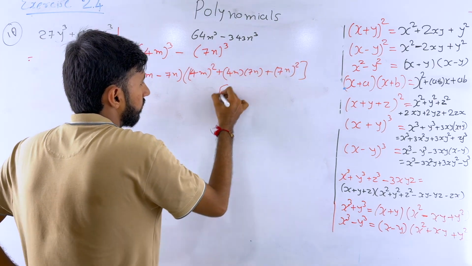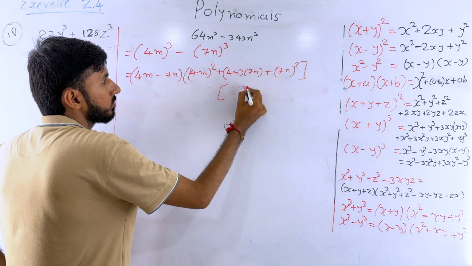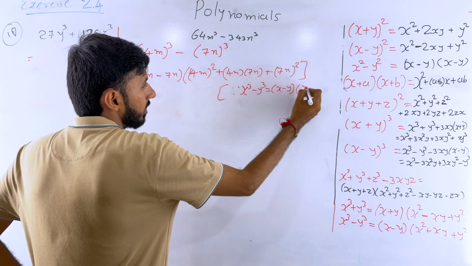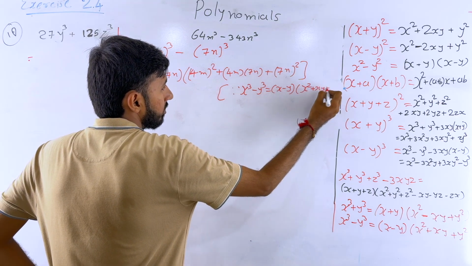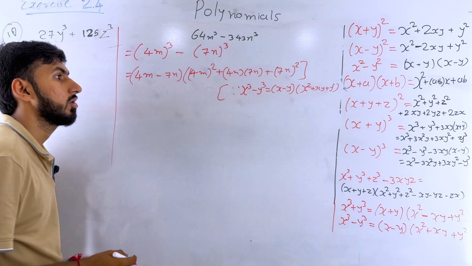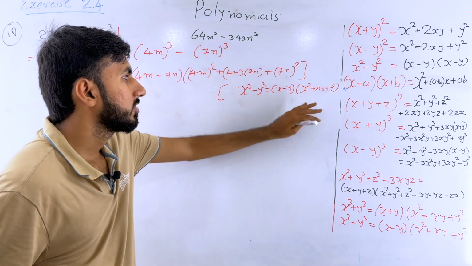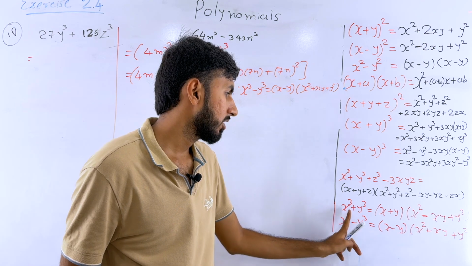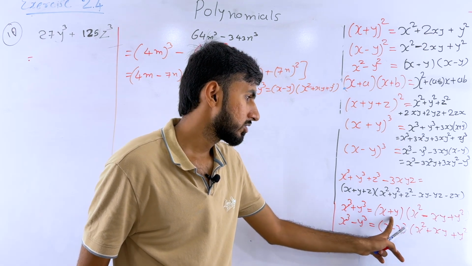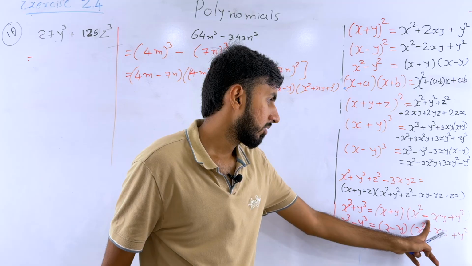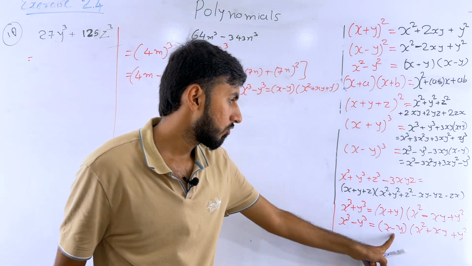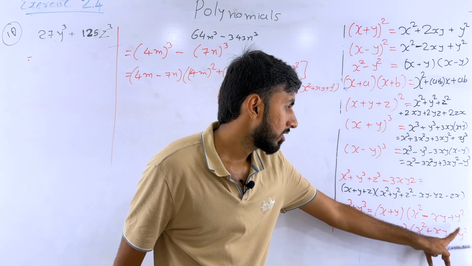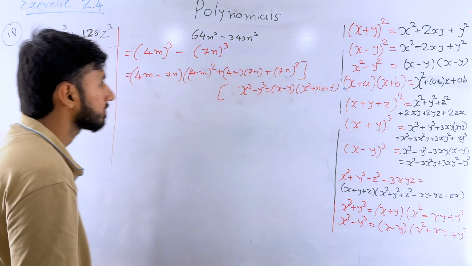You have to mention why I have written this, because we all know that x cube minus y cube equals x minus y in the first bracket, second bracket will be x square plus xy plus y square. In this identity people make mistakes only in the sign. So see, if I have plus between x cube and y cube, then I have to write minus here. If I have minus here, then I have to write plus here, and in the last I have to write plus only. The last sign is the same in both identities.